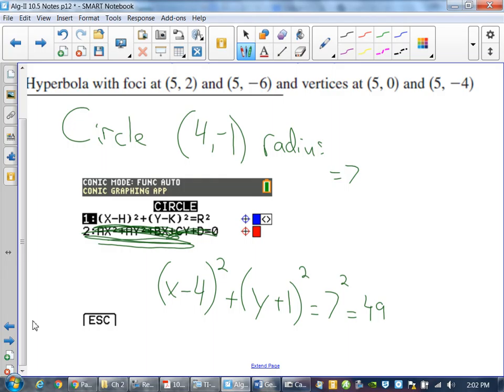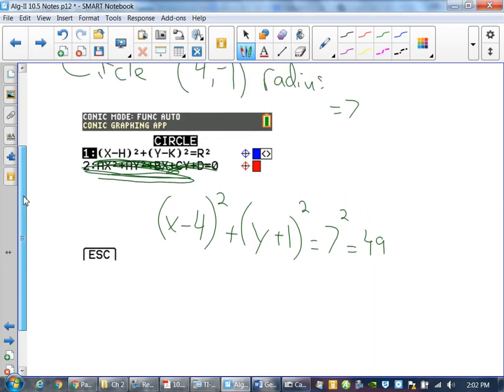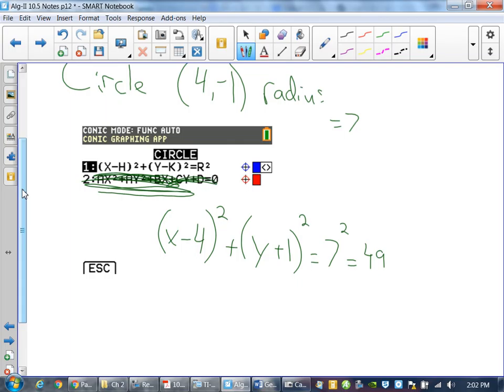If I ask you to write the equation of a circle given that information, that's all you have to write. You don't have to rewrite it and go from there. It was just a circle with a radius of that. That's all it was.